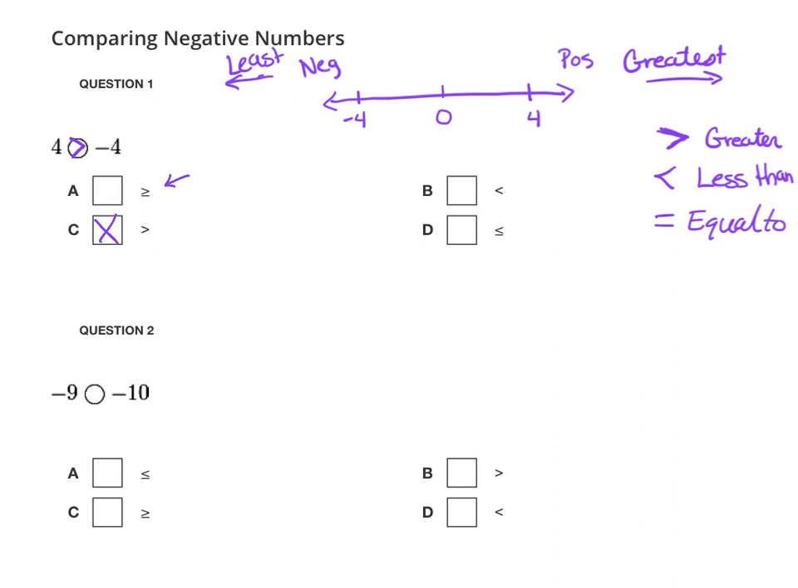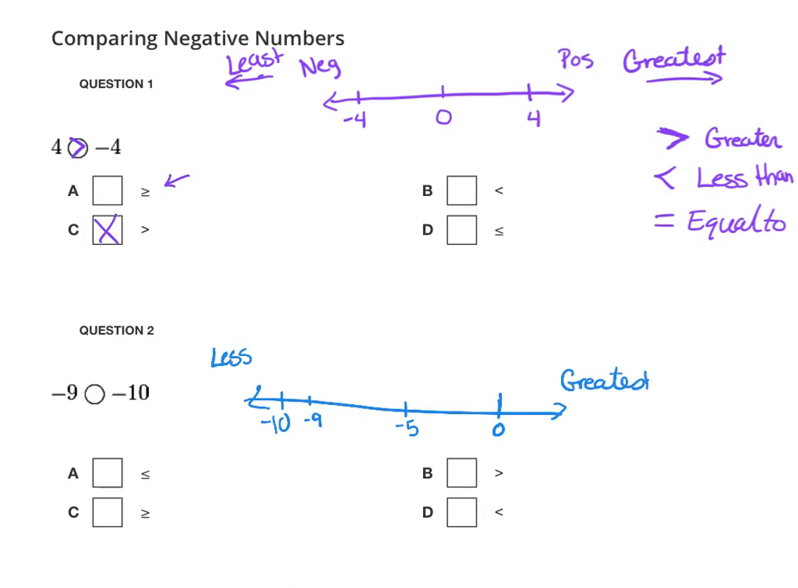Okay, number 2, I have negative 9 and negative 10. So let's go ahead and draw a graph. Since they're both on the negatives, I'm going to draw 0 here. Here's negative 5. Here's negative 10. Where's negative 9? It's going to be right here. Now remember, looking at the one above, this is going to be your less. This would be your greatest number.